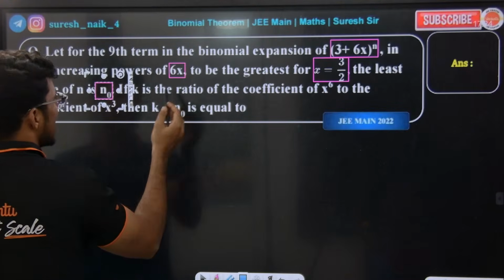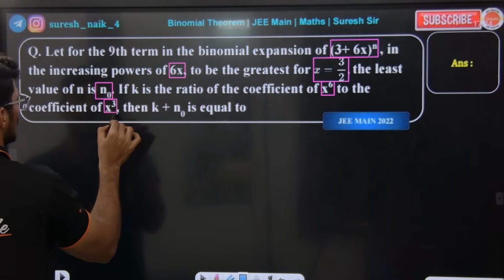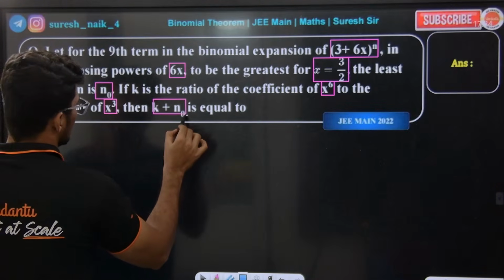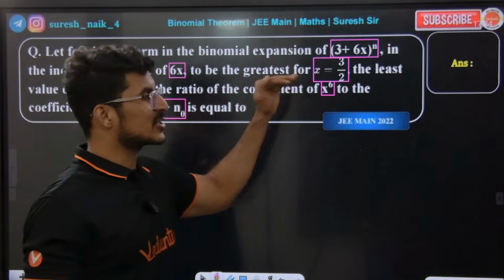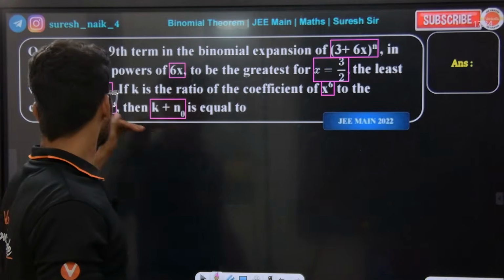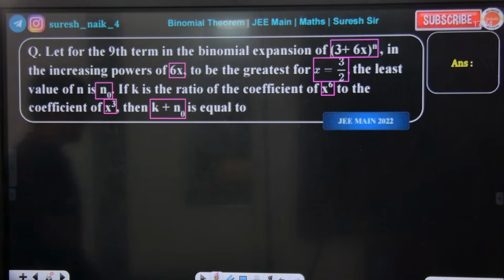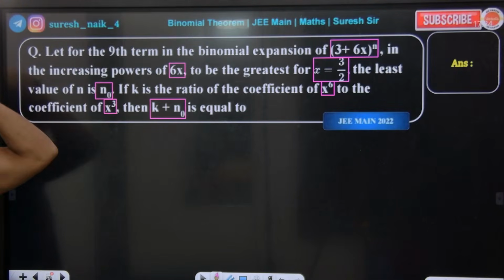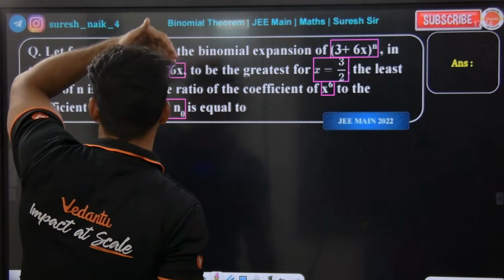If k is the ratio of the coefficient of x to the power of 6 to the coefficient of x to the power of 3, then k plus n naught is equal to dash. Now, the coefficient of x to the power of 6 to the coefficient of x to the power of 3 is basically the k value. If that is the value of k, then what is n naught going to be? You need to find the n naught value, which is basically the least value of n.